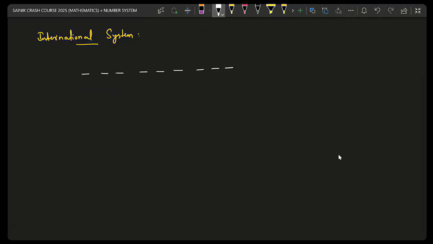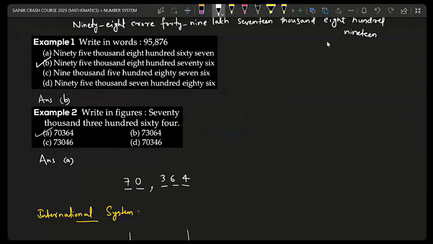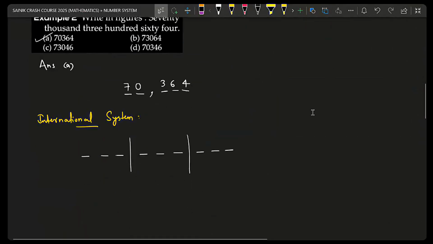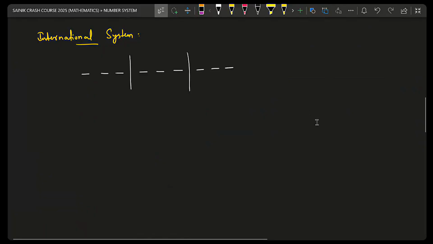But in the international system, starting from right to left, we are going to use a separator after every 3 digits. That means here and here we are going to get separated. As we are discussing, a maximum of 9 digits is given in your syllabus, and starting from right to left, we are separating three digits. So at these places we are going to get the separators, and we use a comma here, and this is also a comma.